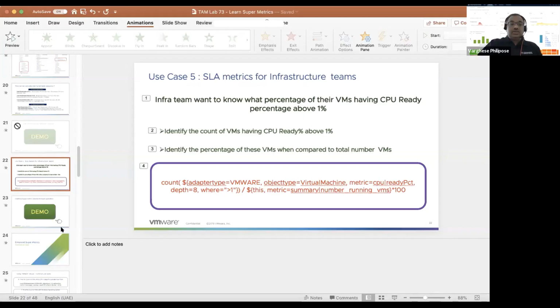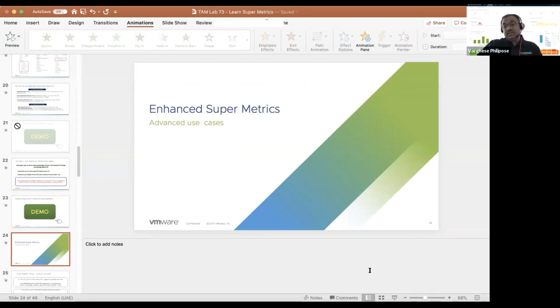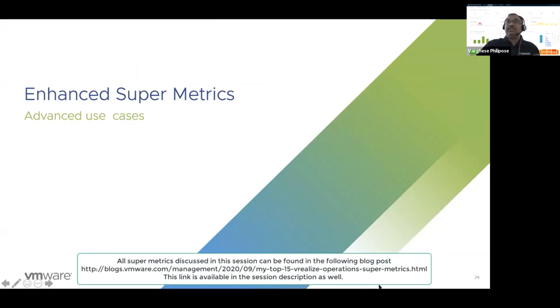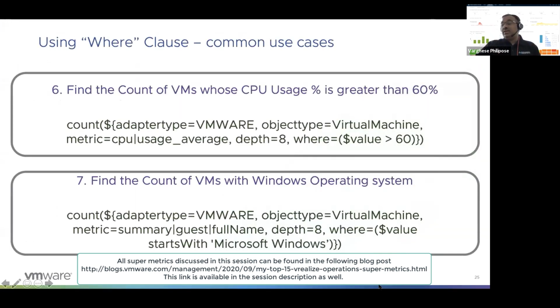Okay, so we get to the advanced ones. These were the basic ones, we can say, with the basic formulas. Next comes the where clause, where you can put in multiple clauses, right? So one of the things is find the count of VMs whose CPU usage is greater than 60. This is more or less similar to what we did now, counting the number of VMs with more than 1% CPU.